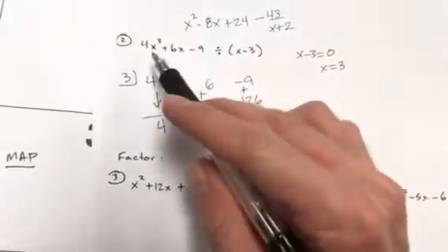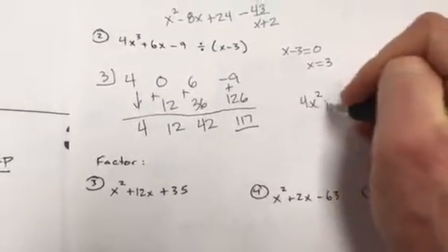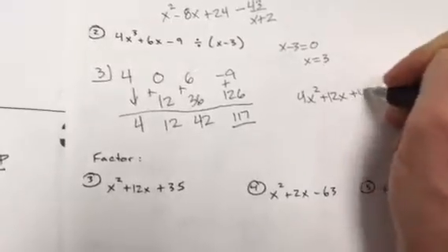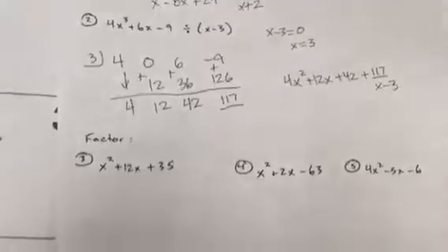All right, start with 4x to the third, so your answer is going to be 4x squared plus 12x plus 42. The remainder is 117 over x minus 3.